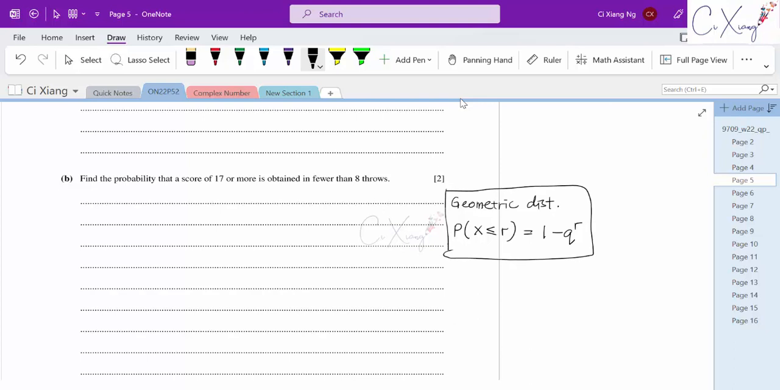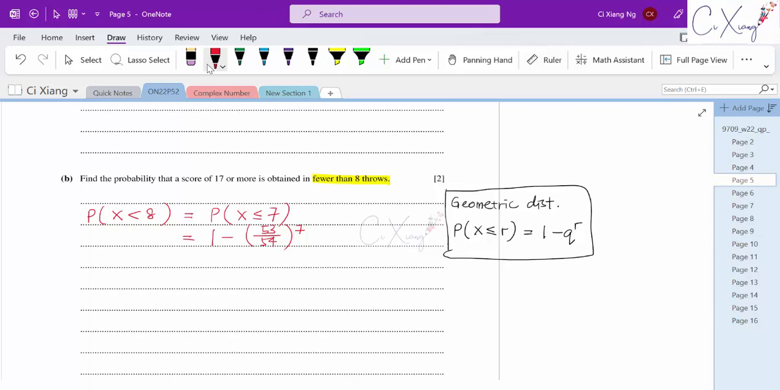And now if you observe our question, they ask for the number of throws: a score of 17 or more is obtained in fewer than 8 throws. So the number of throws is fewer than 8, which means I'm having X smaller than 8, no equal sign. And to apply this formula, I have to change it into the symbol with the equal sign. So X smaller than 8 should be X smaller than or equal to 7. Correct or not? So now I can apply this formula where it should be 1 minus q, q is 53 over 54, power r, which is power 7.